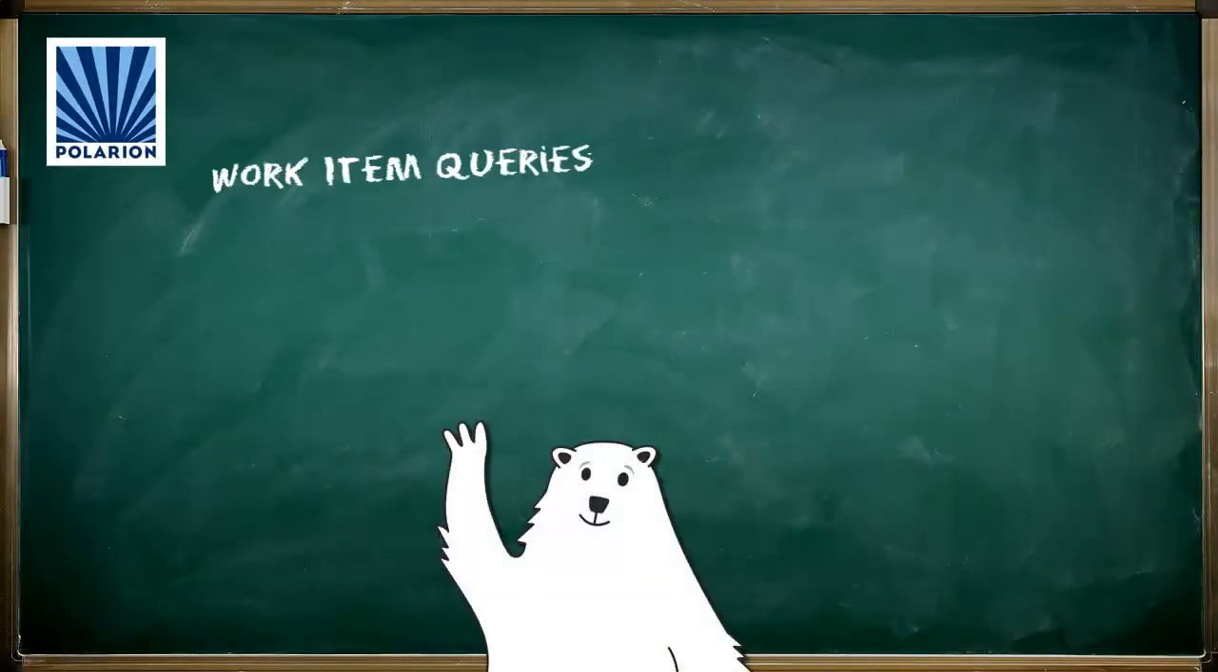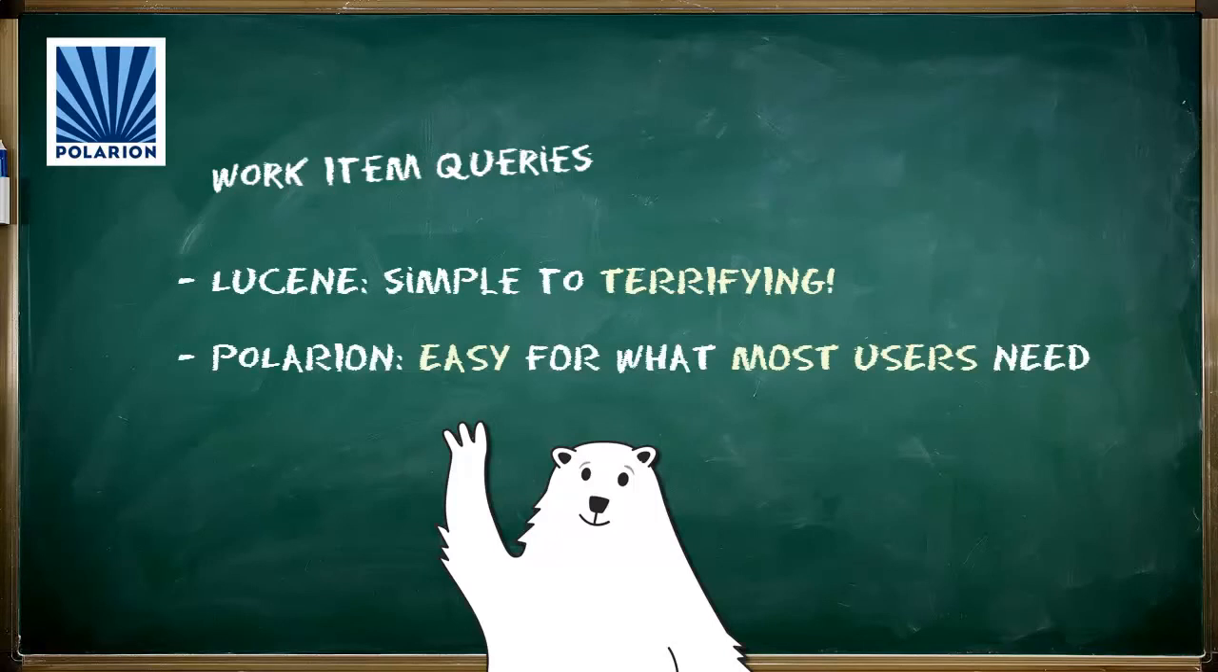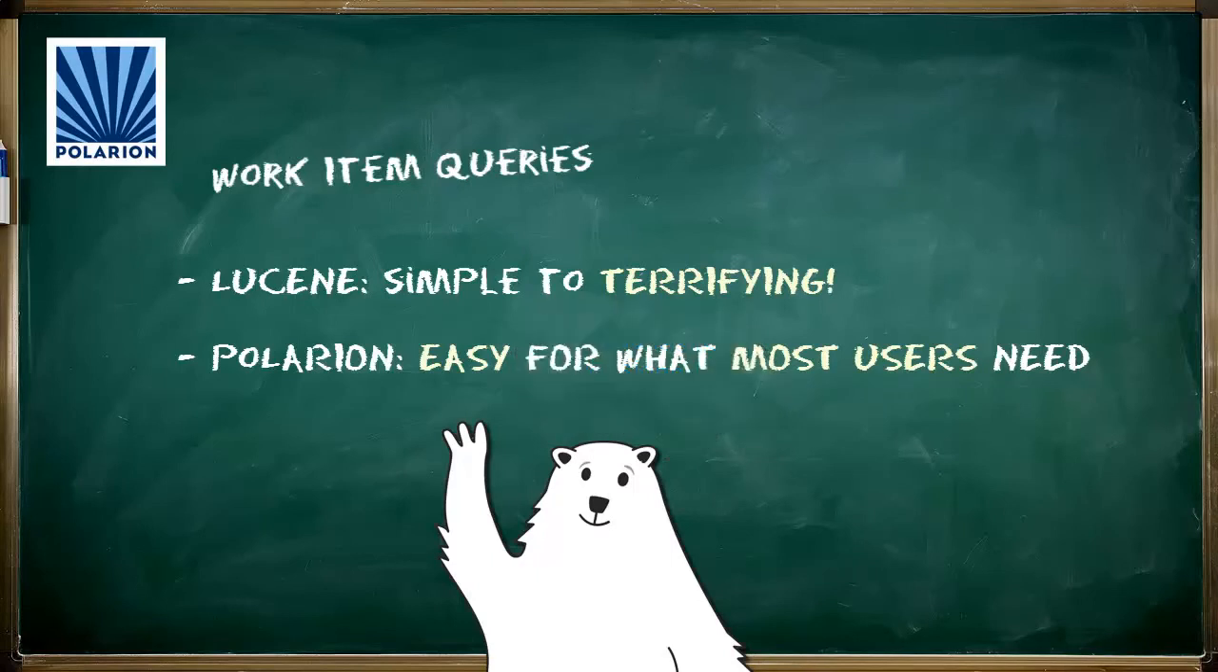There is, of course, more to querying than we've seen here. Lucene supports very complex queries requiring an advanced level of knowledge. But most Polarian users query for relatively simple things, like items assigned to them or critical items still not resolved in a time point. You should be able to get started and query for the work items you need using what we've presented here.